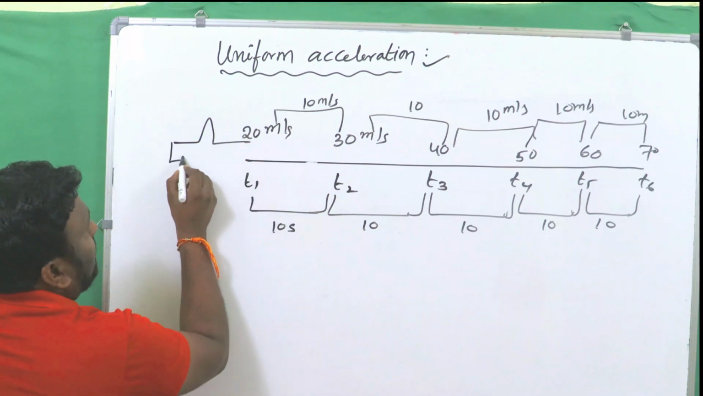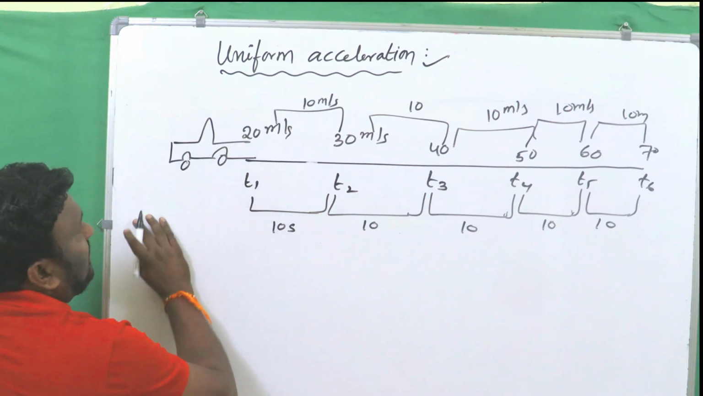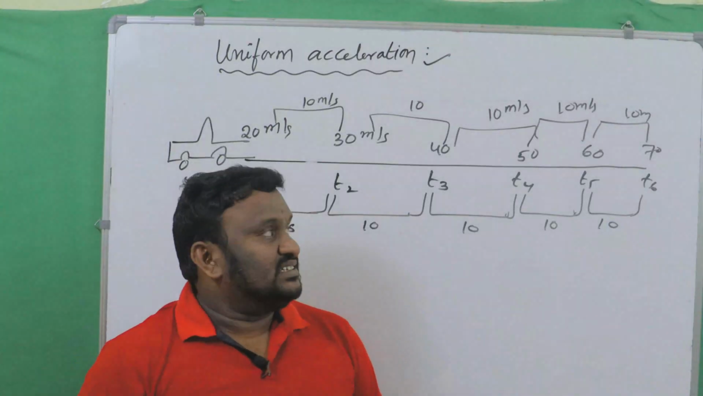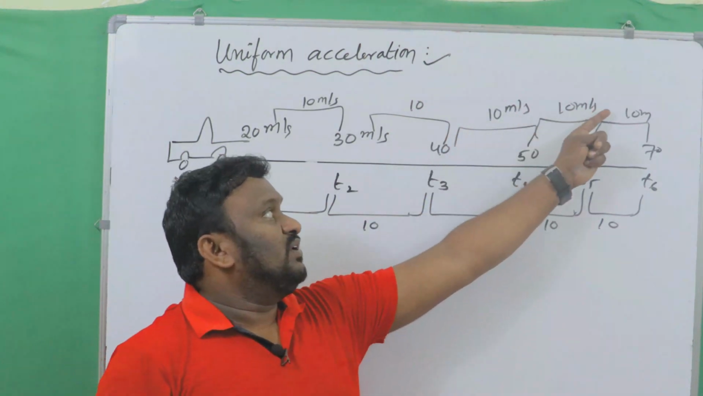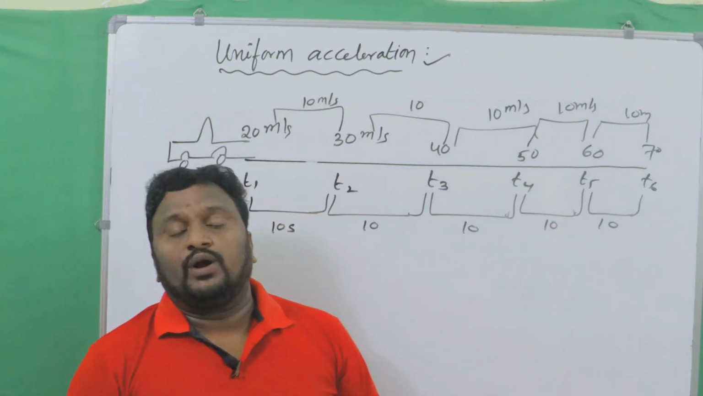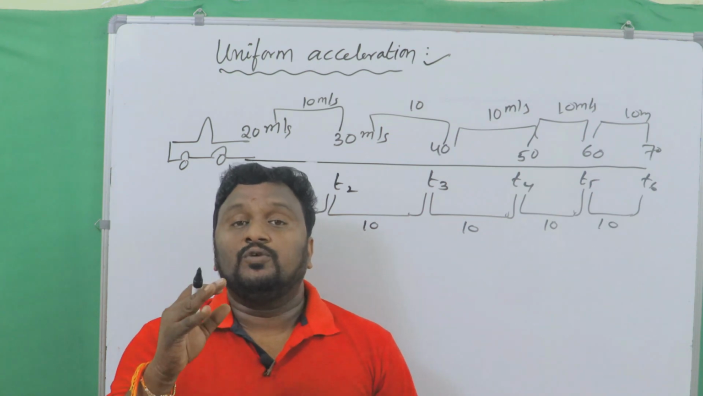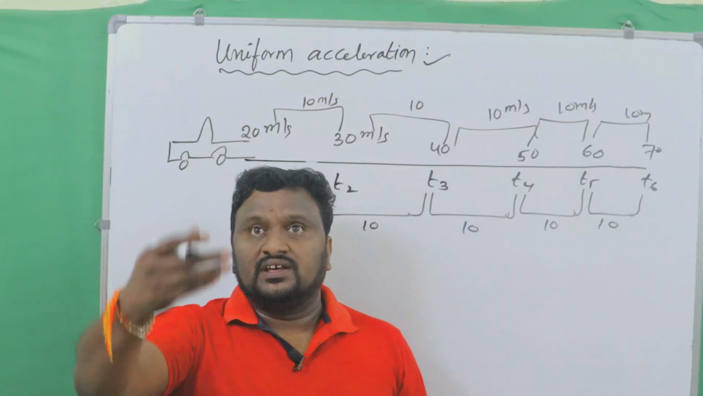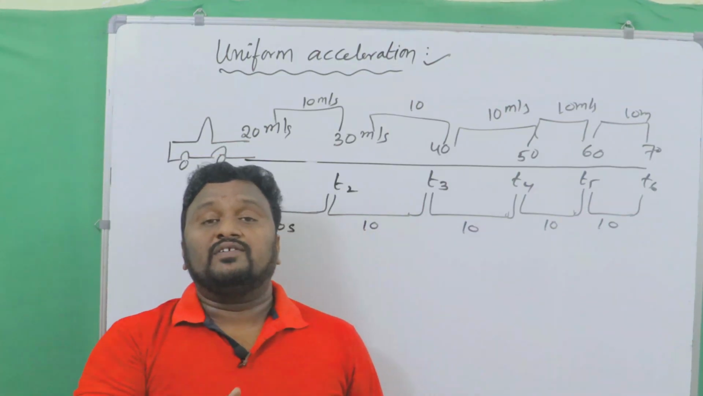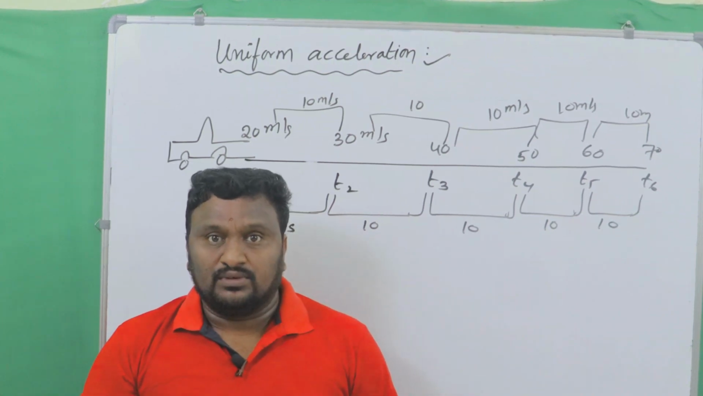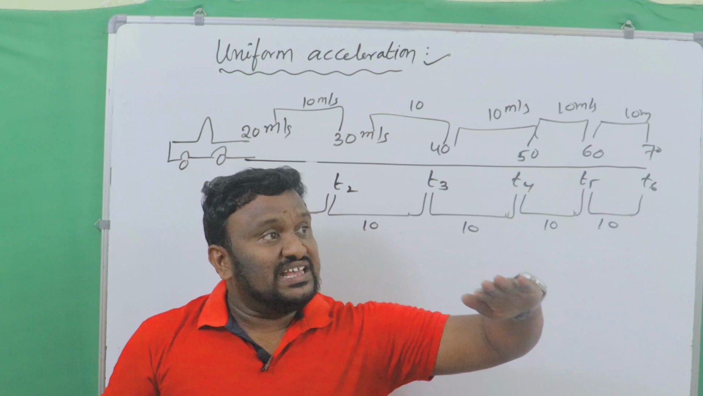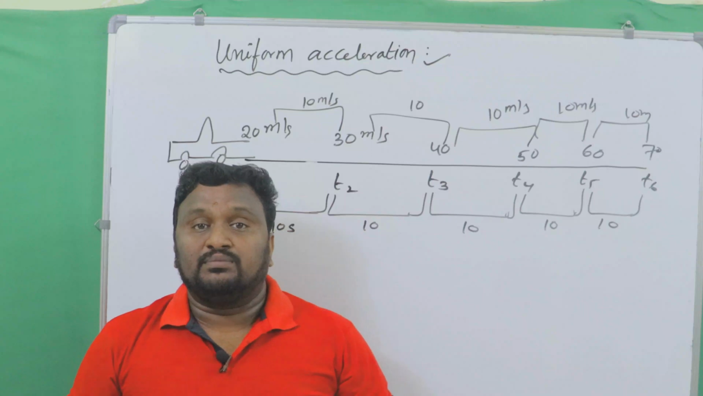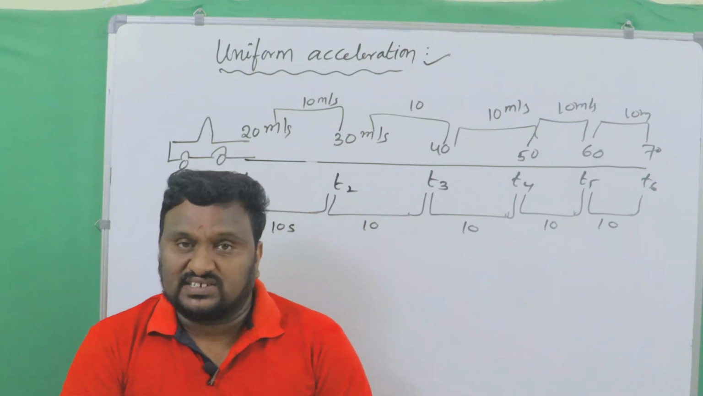Here the body may be anything: an object, a particle, a vehicle, a man or any person. If the body covers equal changes in velocity in equal intervals of time, then what do you say? The body has uniform acceleration. We already discussed what it is just now. If your body is falling down under gravity, it has some uniform acceleration. When the body's velocity increases with respect to time, or when the velocity of the body decreases with time, then the body has non-uniform acceleration.